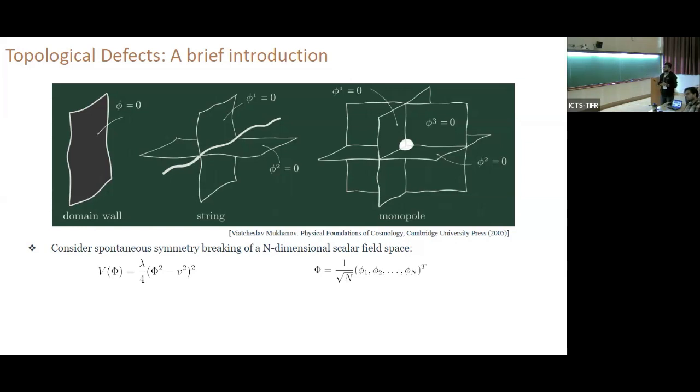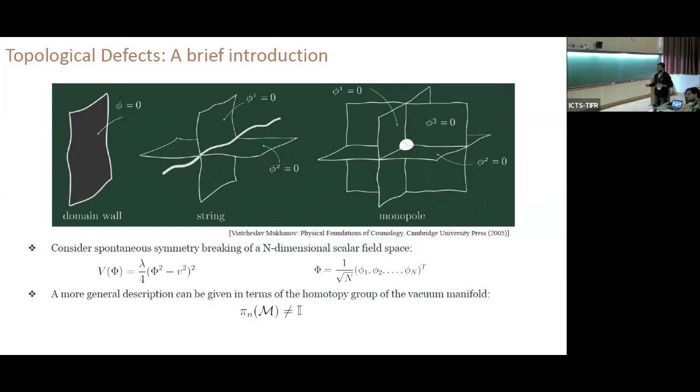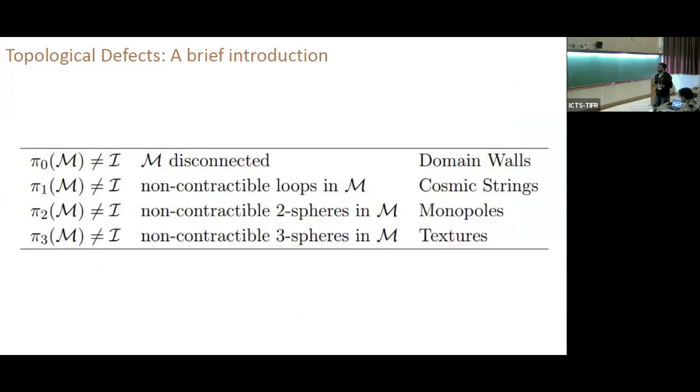And similarly, one can do this for a monopole as well. A more elegant description is given in terms of the homotopy group of the vacuum manifold. If you have a non-trivial homotopy group, topological defects would be present in the vacuum manifold. In particular, for cosmic strings, your vacuum manifold must have holes in it, or in other words, non-contractible loops must be present in the vacuum manifold.